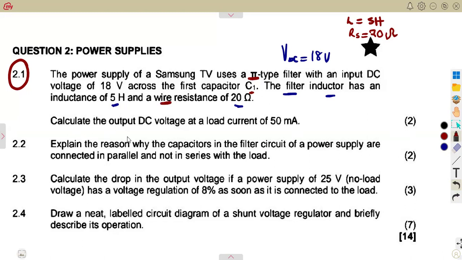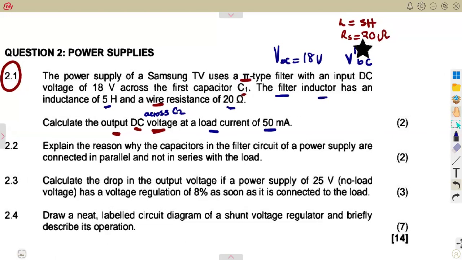And calculate the output DC voltage. Remember, at the output, that is across what? Across C2, the second capacitor, at a load current of 50 milliamps. So when you're given this load current of 50 milliamps, how are you going to calculate the VDC at the output? Okay, this is just 2 marks, guys. A straightforward question that you are going to consider.